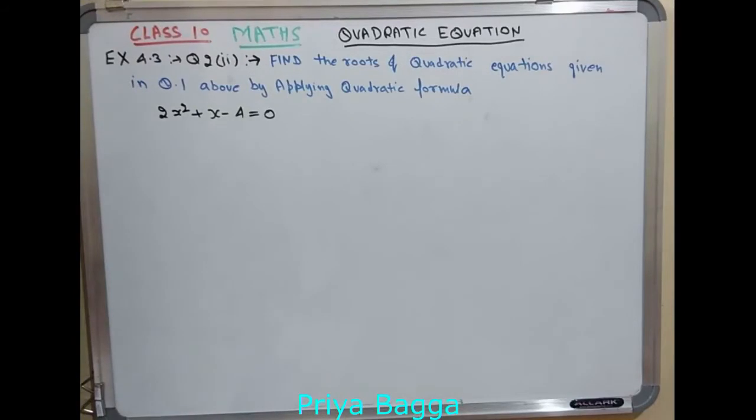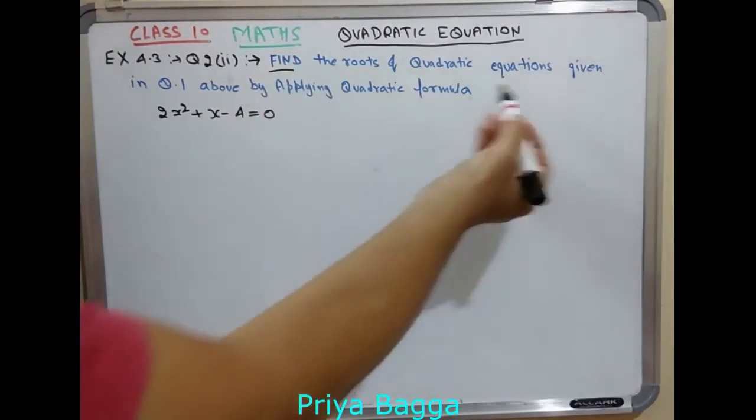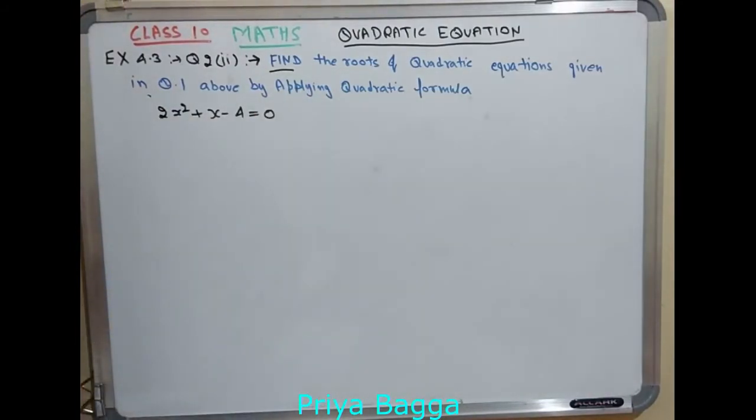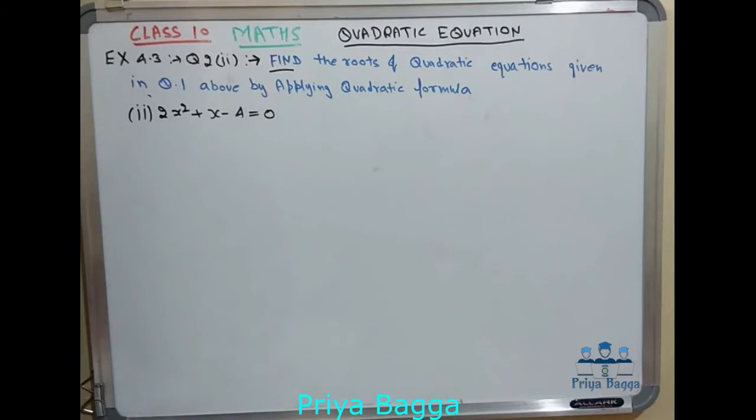Hello guys, today we will solve question number 2, part 2 of exercise 4.3 of quadratic equations. The question is to find the roots of the quadratic equation given in question number 1 above by applying the quadratic formula. If you see question number 1 of this exercise, in part 2 the equation given is 2x square plus x minus 4 is equal to 0. Here we have to solve this equation by using the quadratic formula. So let us solve this question.